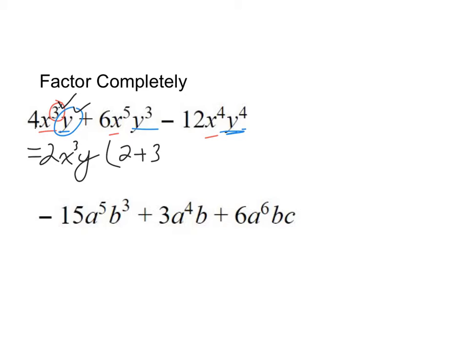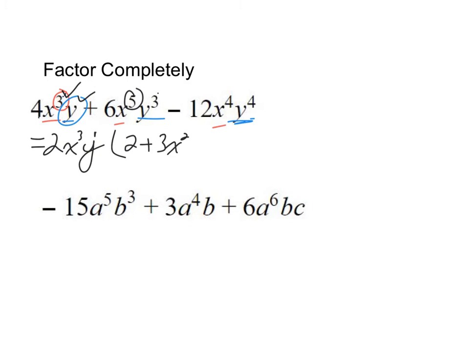We have x to the 3 at the front, and I need x to the 5, so I'm going to put x to the 2 there. And I have a y to the 1, and I need y to the 3, so I'm going to put y to the 2 there. And then on the last term, I need 2 times what to give me negative 12, so I need a negative 6 in there. And then x to the 3, I need an x to the 4, so I'm going to put an x in there. And then y, and I need a y to the 4, so this would be y to the 3. And then I close my bracket. And I'm done. That's all I have to do.